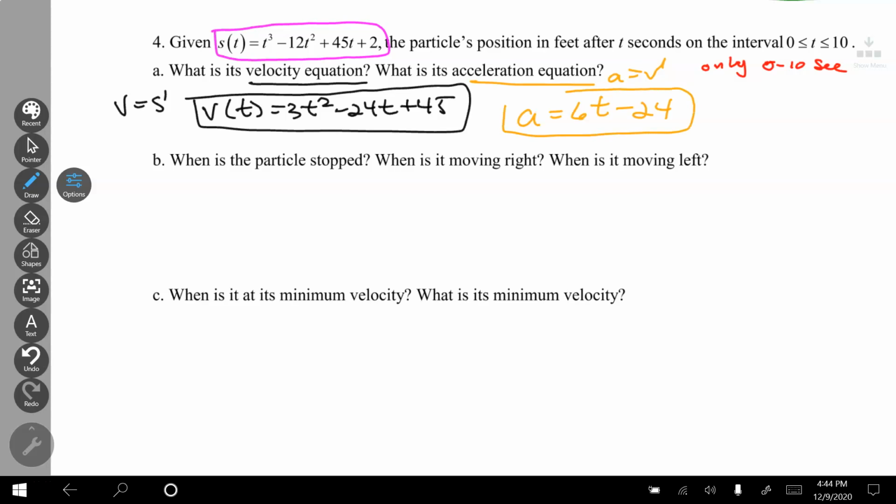So I have a little bit more difficult of a problem because I actually have something to do. Acceleration is more than just a constant number. But the same process as before. When is the particle stopped? When v is equal to 0.